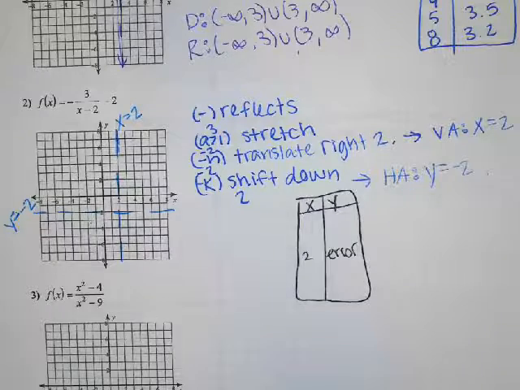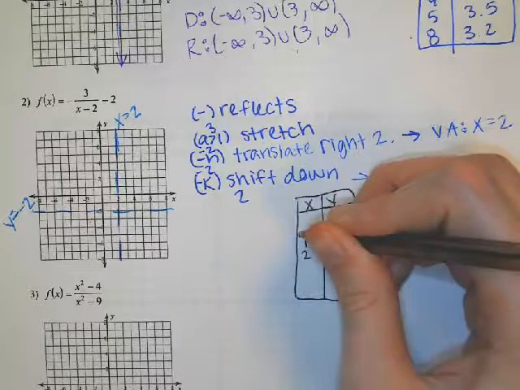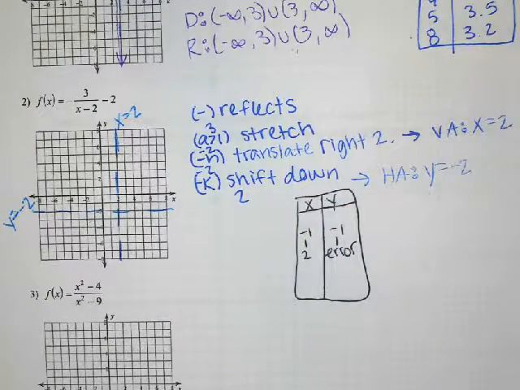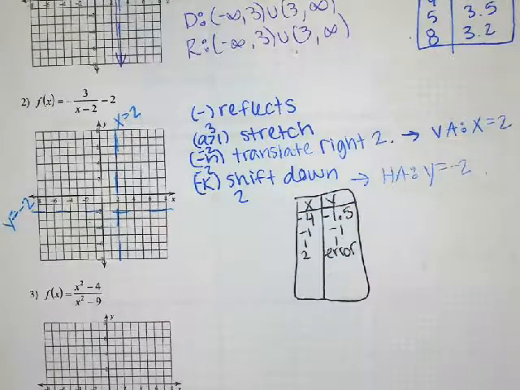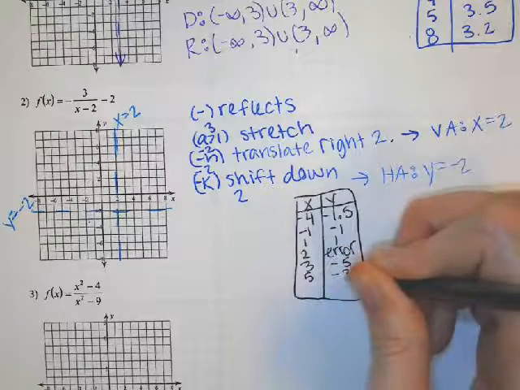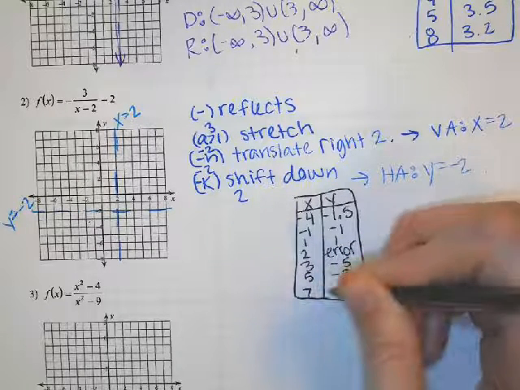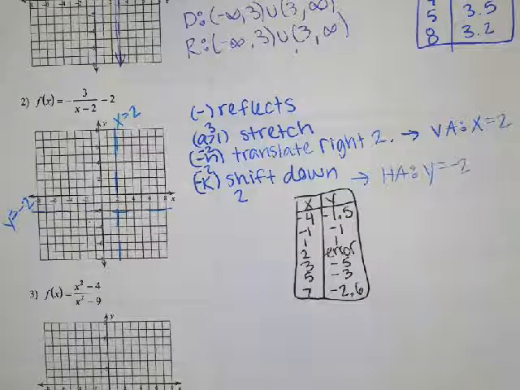1 and 1. -1 and -1. And then -4 and -1.5. Alright, and the opposite side. 3, -5. And then 5 and -3. And then 7 and -2.6. Alright, that works.